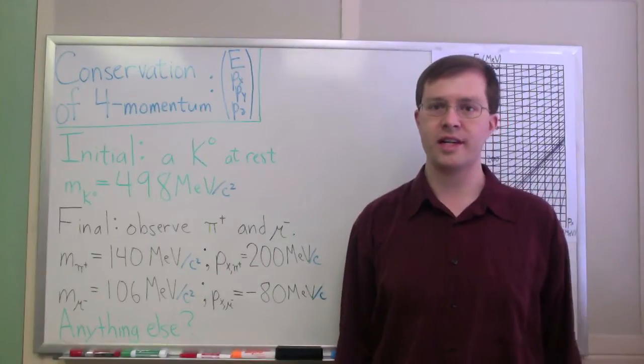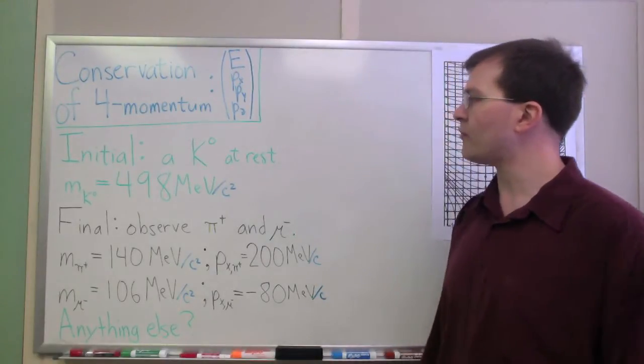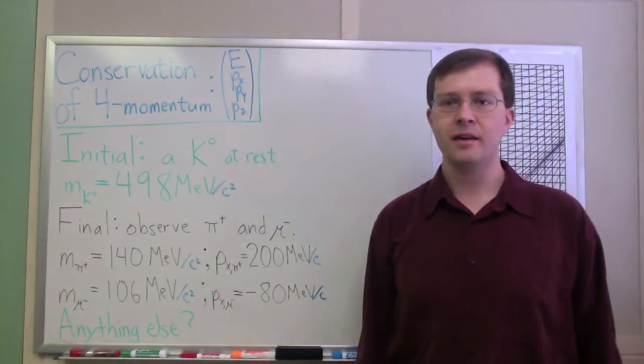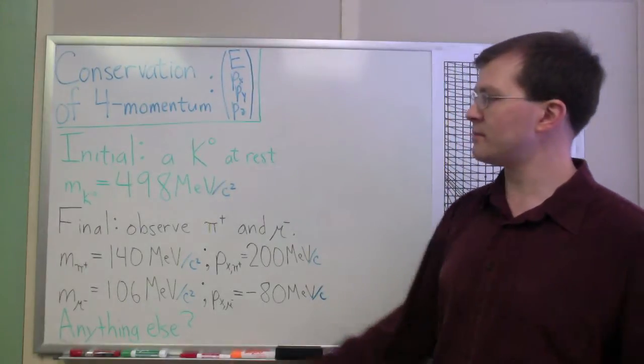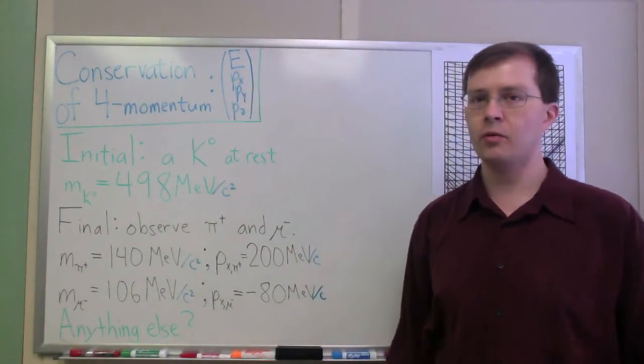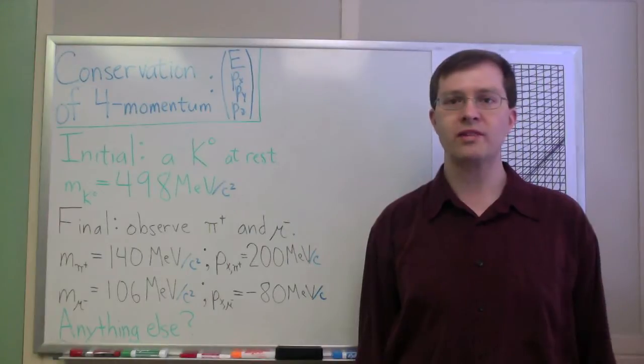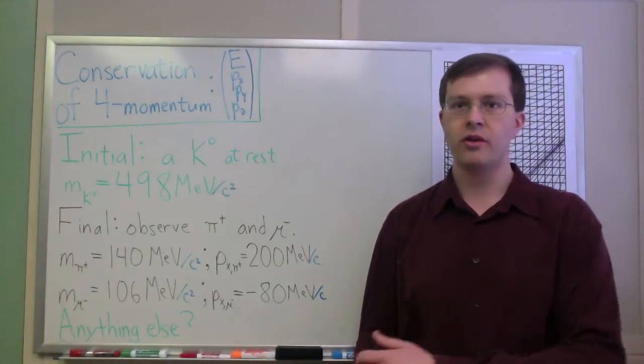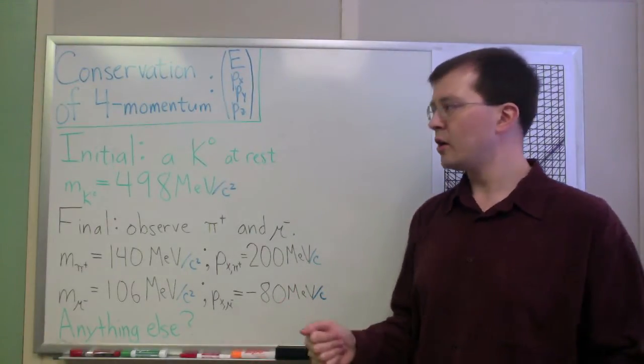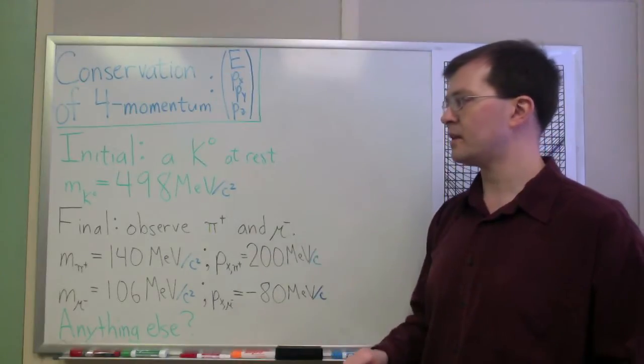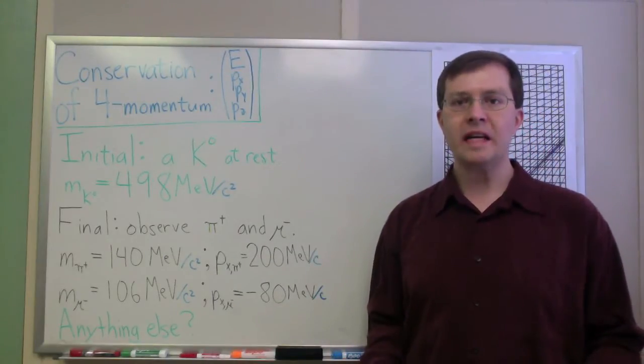example from particle physics. In particular, we're going to start off with a kaon at rest. A kaon is a particle that has a rest mass of 498 MeV. We're looking at the kaon in its own rest frame, presumably produced in some sort of particle accelerator or something, but in its own rest frame, it's sitting at rest, and at some moment, it decays.